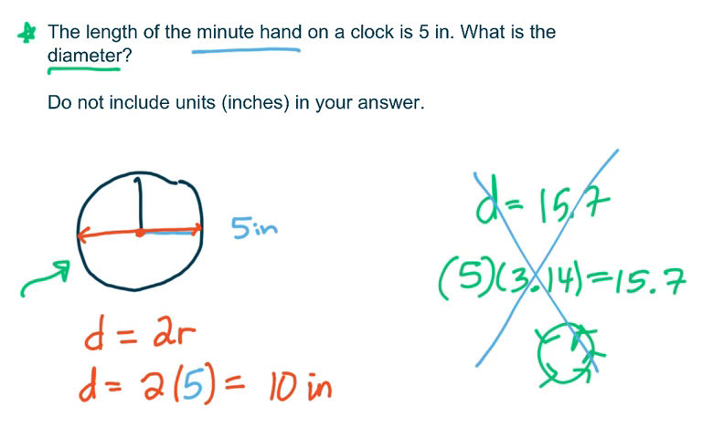So if you chose 15.7, I think my recommendation for you is to start by drawing that sketch and labeling it, and then from there I think you reduce your chances of making errors.